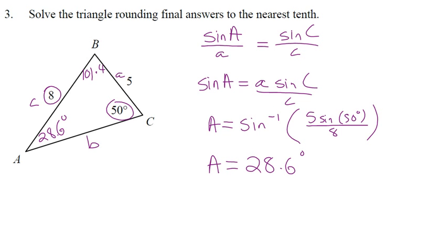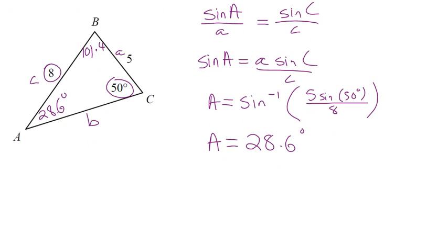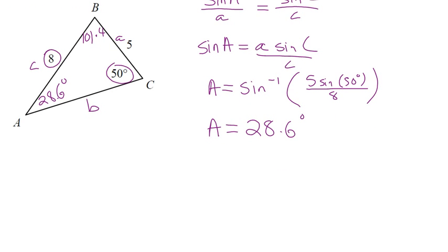Find side little b. To get little b, we need angle B. To get angle B, we shouldn't be using 101.4. We should be using the exact values. So what we're going to do is this, right? This is sitting in our calculator. All right, first let's write out the formula. What do we need? We want little b over sine B.